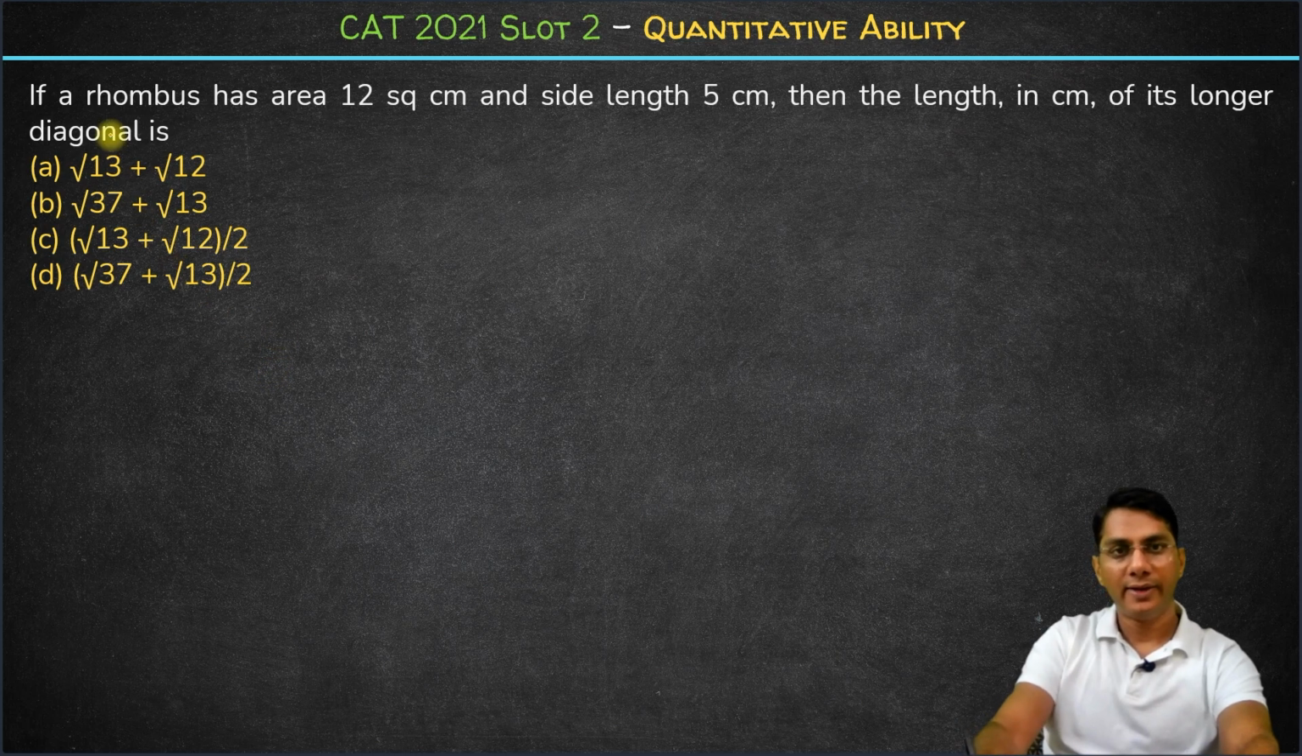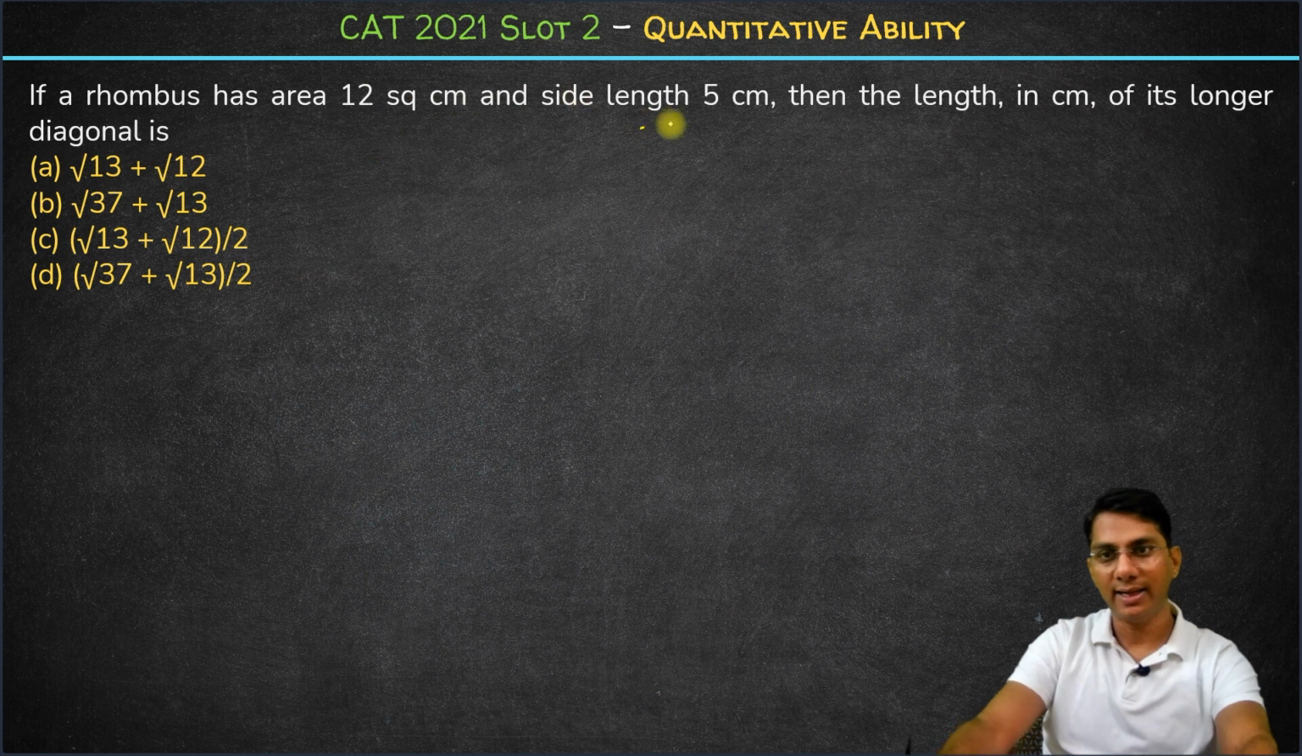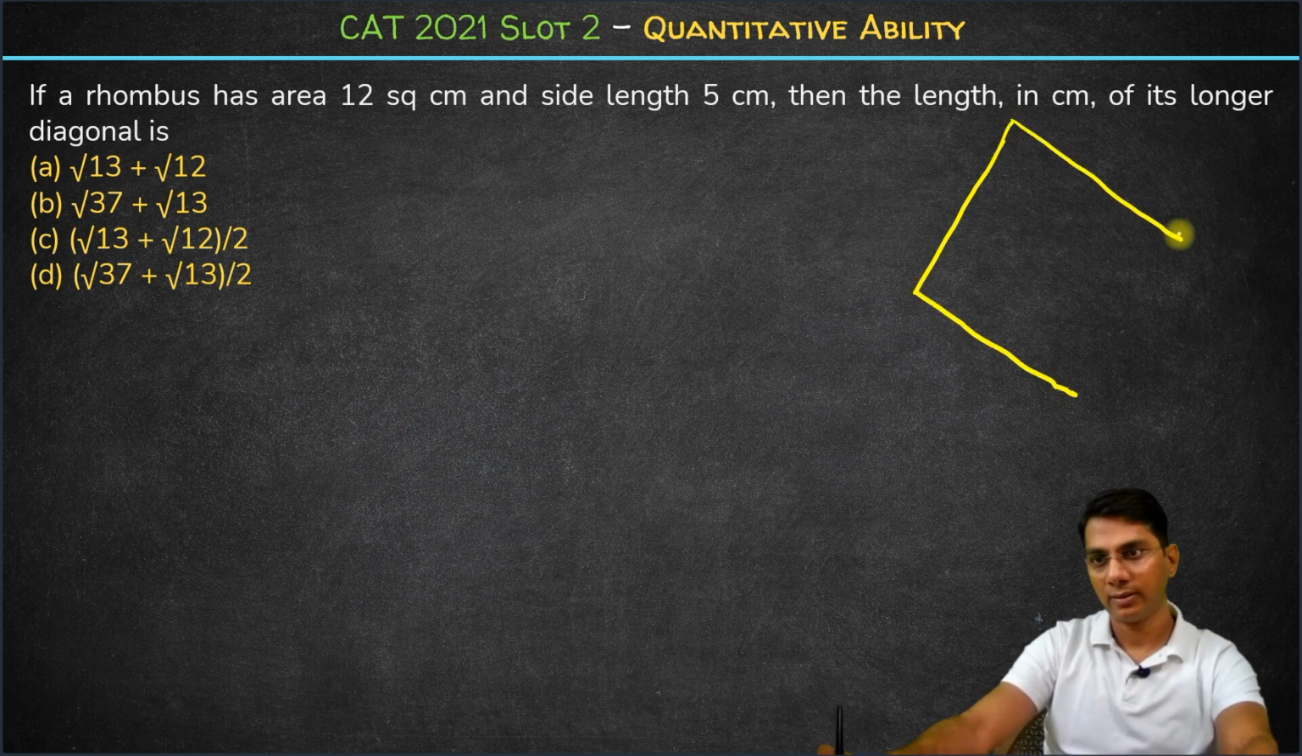Hi, here we have: if a rhombus has an area of 12 square centimeters and a side length of 5, then the length of its longer diagonal is what? So let's draw a rhombus. Let's say this is a rhombus and these are the diagonals, right?